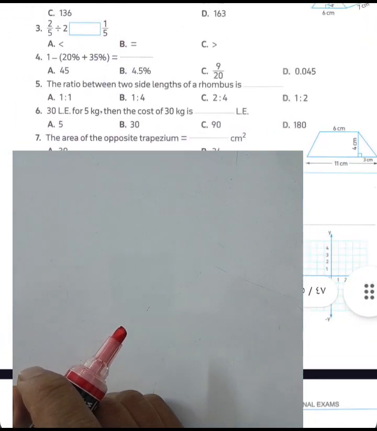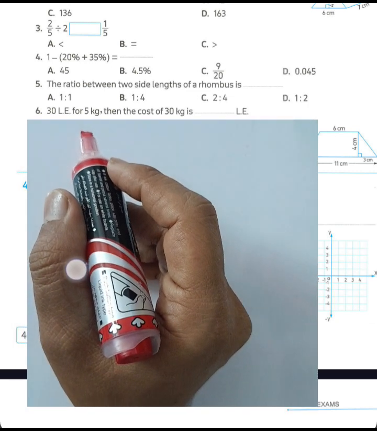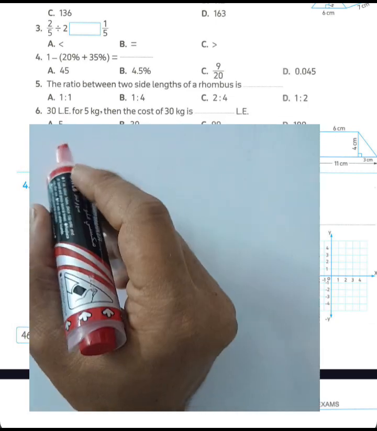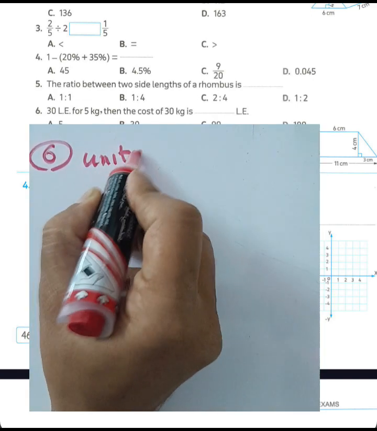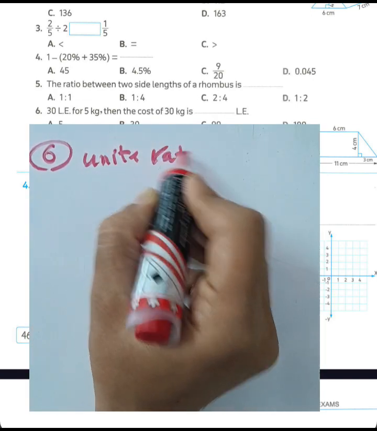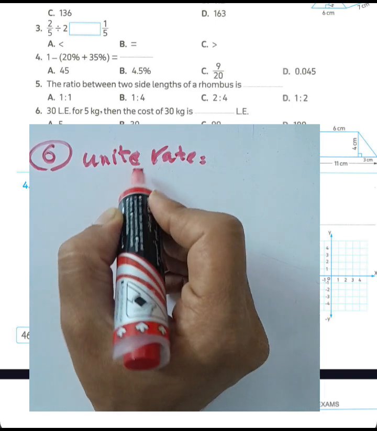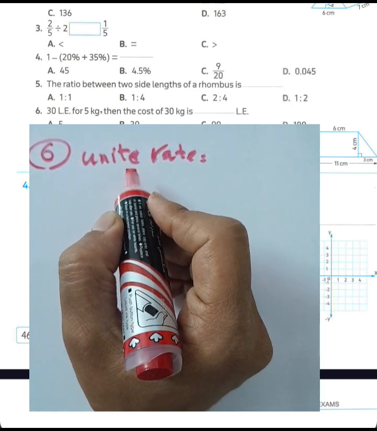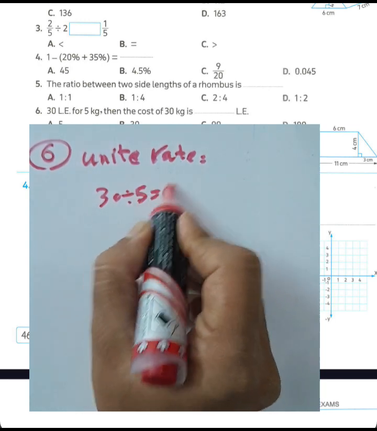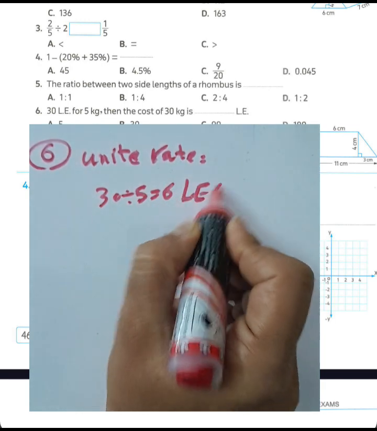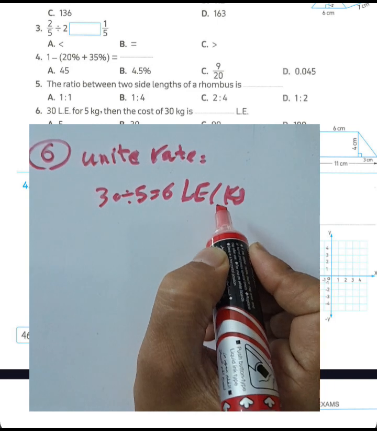Okay. Question number 6. 30 Egyptian pounds for 5 kilograms. Then what is the cost of 30 kilograms? We can solve this example by first writing the unit rate. The unit rate tells us the price of each 1 kilogram. We can write 30 divided by 5 equals 6 Egyptian pounds per 1 kilogram.